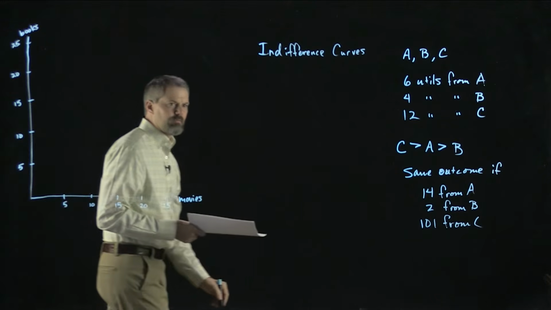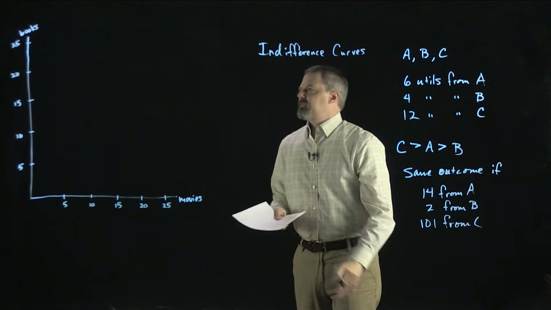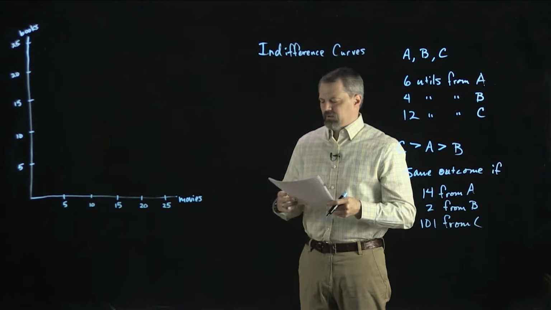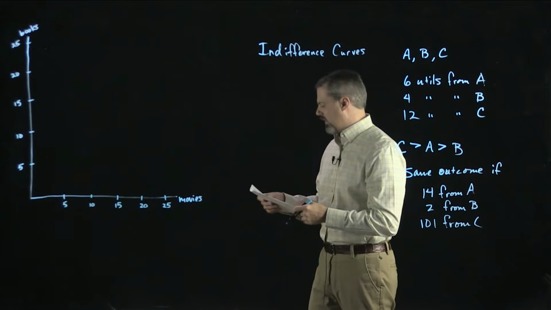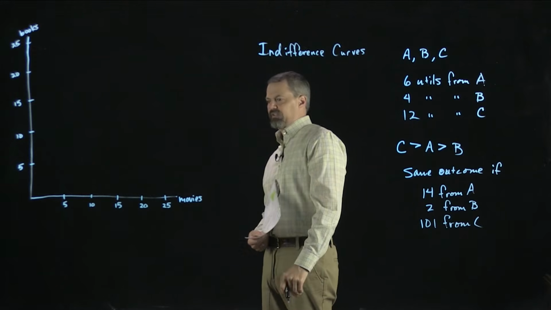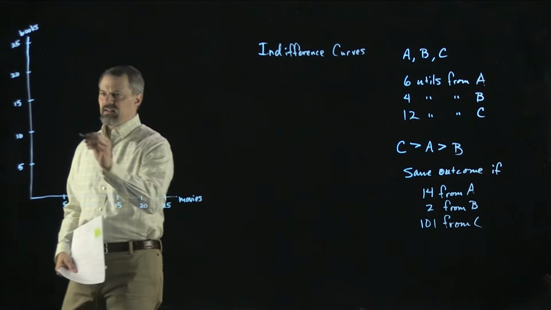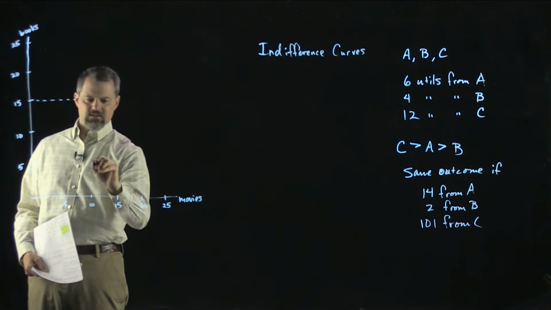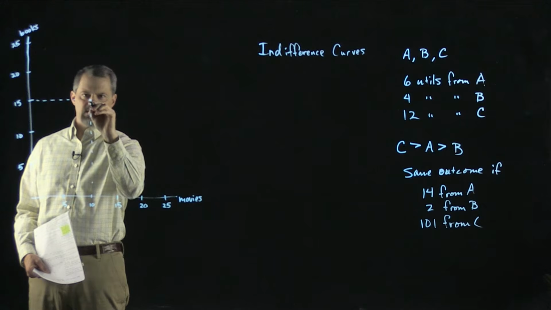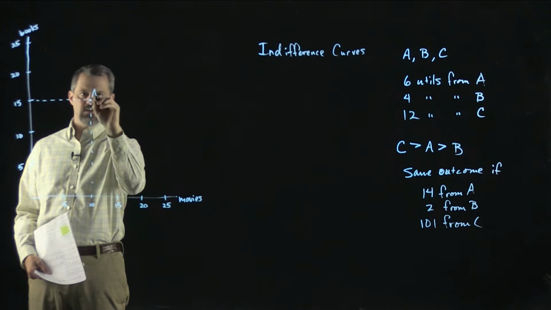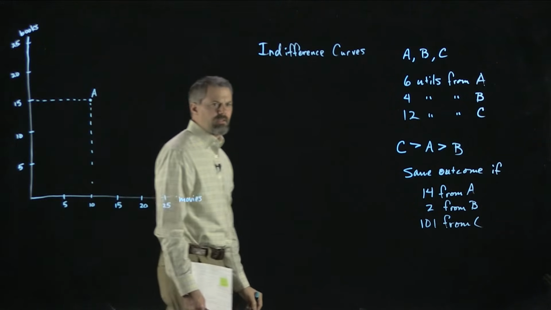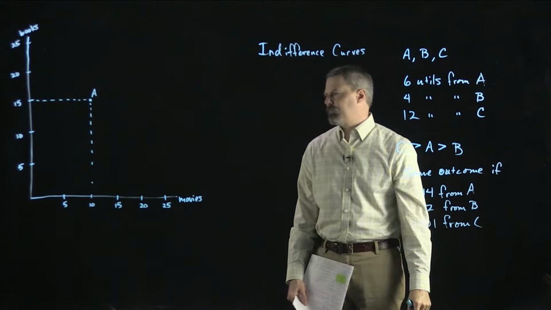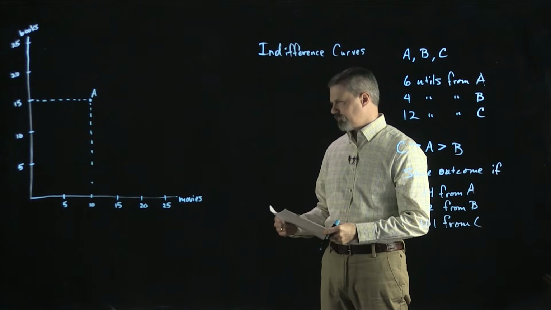Up to 25. Now let's pick a bundle to start with. Let's suppose that we start with, say, 15 books and 10 movies. And that would be this bundle right here. 15 books, 10 movies. That's that bundle. We'll call it Bundle A. Bundle A contains 15 books and 10 movies.